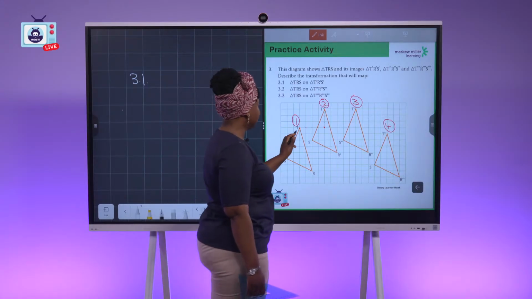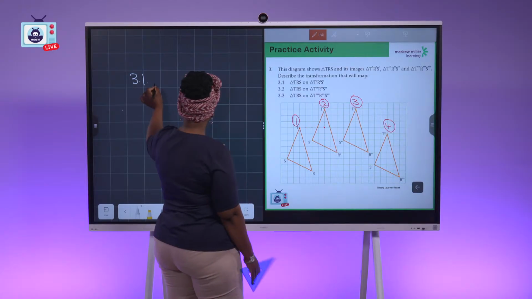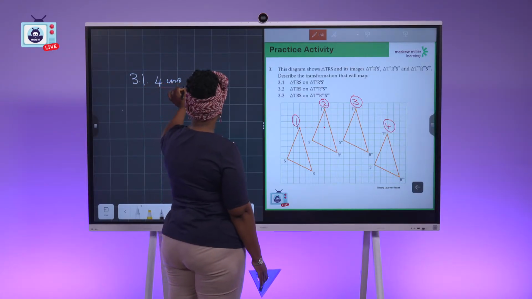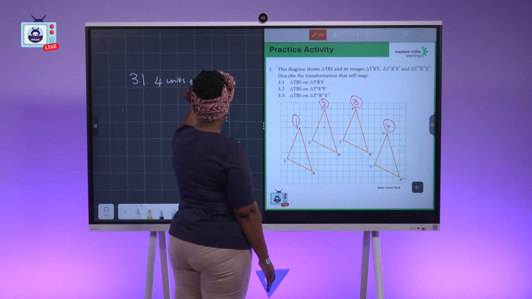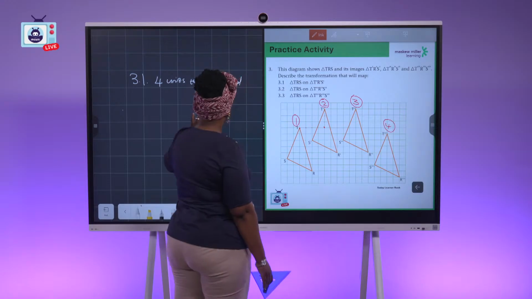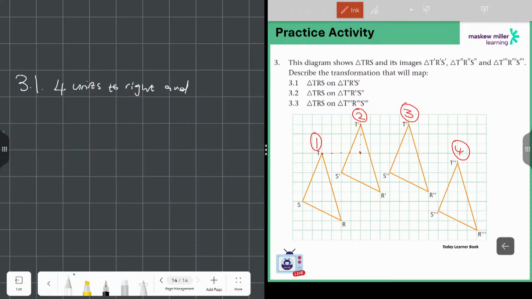But what happened is that it moved 1, 2, 3, 4 units to the right. So that is translation, but it has moved what? 4 units to the right. And how many units? So it's 4 units to the right and also 3 units up. 3 units up, and then you can tell them that that is your translation.